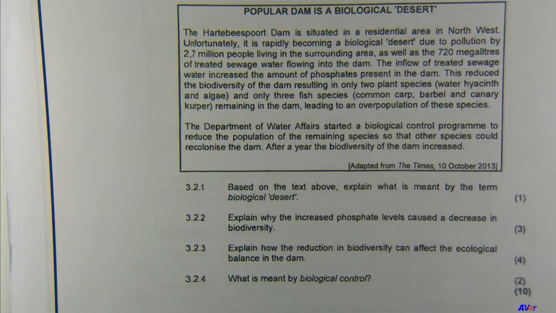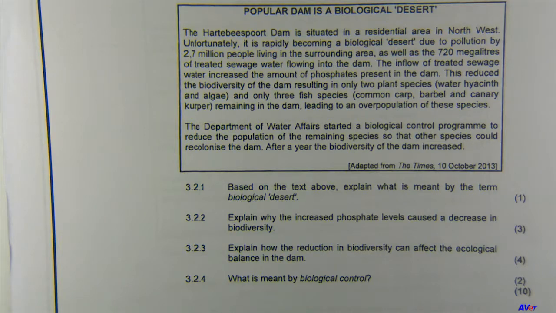This reduced the biodiversity of the dam, resulting in only 2 plant species, water hyacinth and algae, and only 3 fish species, common carp, bull, and Canary carp, remaining in the dam, leading to an overpopulation of these species. The Department of Water Affairs started a biological control program to reduce the population of the remaining species so that other species could recolonize the dam. After a year, the biodiversity of the dam increased.